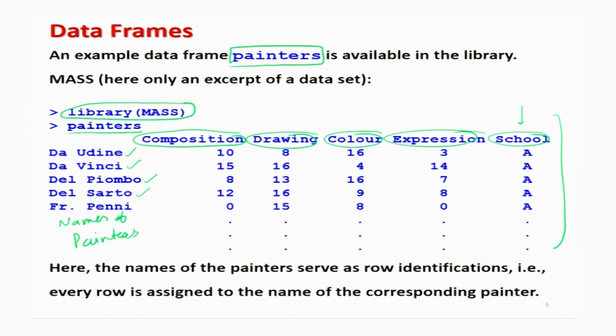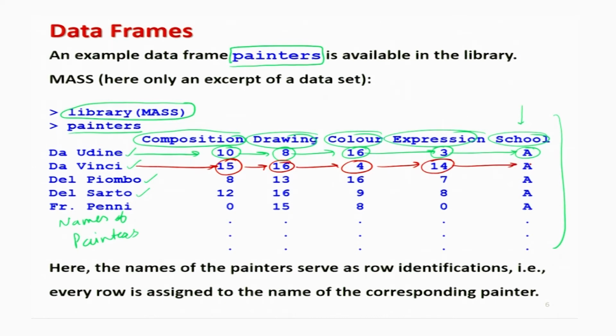So this is that school, right? If you look here, this Udine has a value of 10 units in composition, 8 for drawing, 16 for color, 3 for expression, and the painter is from school A. Similarly, if you look at Da Vinci, the value of composition is 15, drawing is 16, color is 4, expression is 14, and the school here is A.